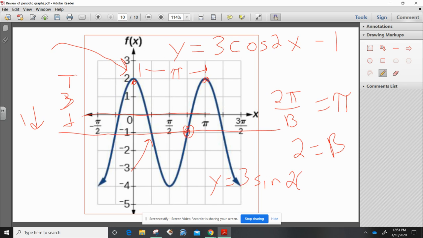Now this thing gets shifted to the right. Okay, so in between 90 and pi is going to be 3 pi fourths, and then I'm going to move my graph down 1. So that would also be a correct answer for that.